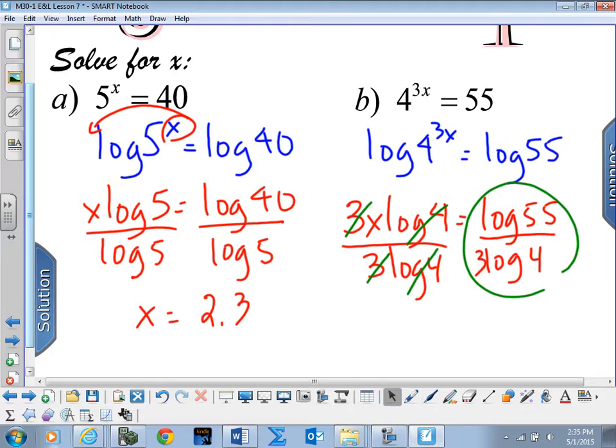I don't want to miss it on the other side. Okay, so if we put this in our calculators, log 55, close the bracket, divide by. Now I have 2 terms in my denominator, so I'm going to put a bracket, 3 times log 4, double bracket close to get my answer here.